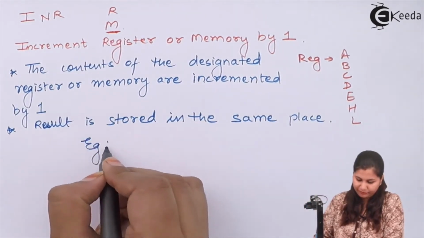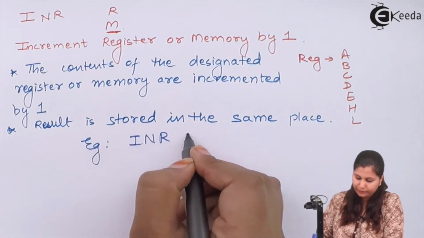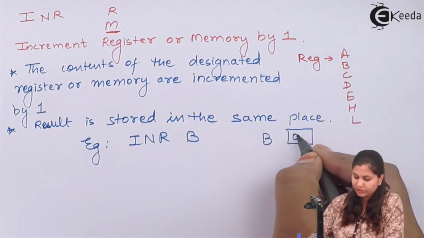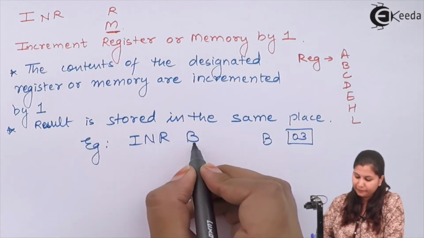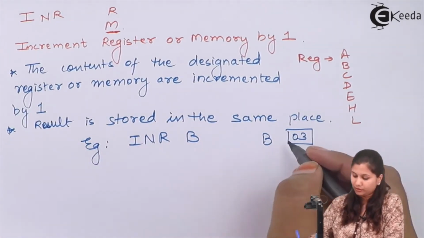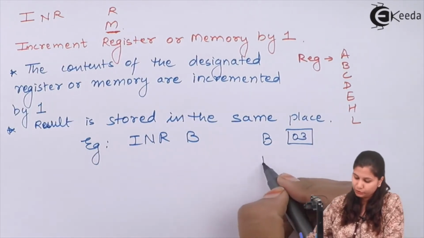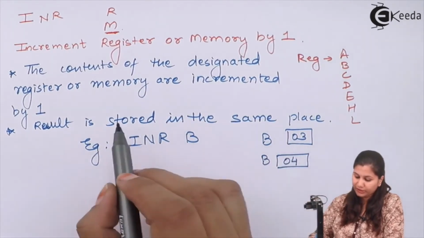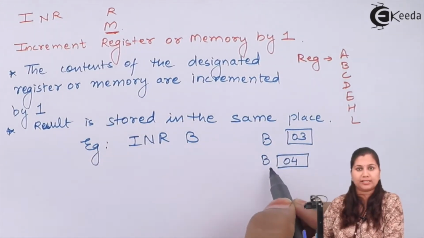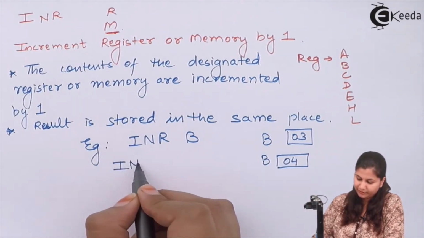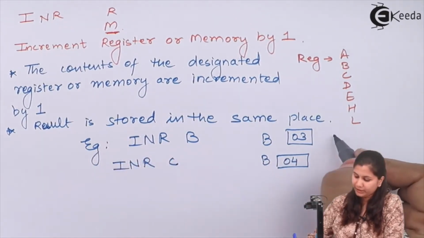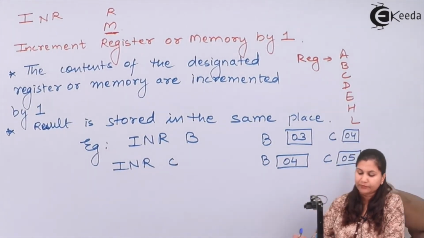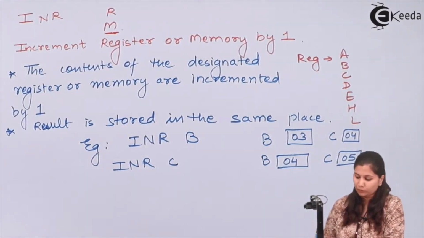Suppose we take an example, we have INR B. In the B register a number is stored, suppose it is 3. So this INR B will increment this register by 1, so the content of B will now become 04. So the result of this increment instruction is stored in the same place. If we have written INR C, and in the C register we have 4, then this will be incremented and it will become 5. It will be incremented by 1.